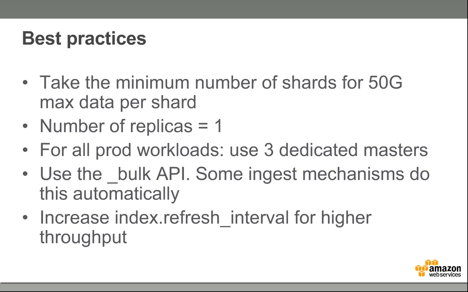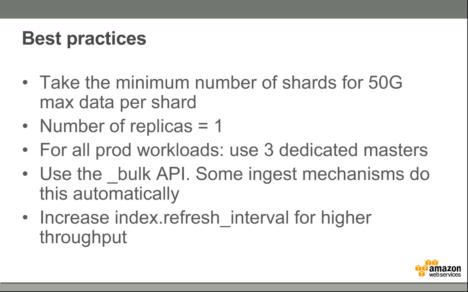When you're thinking about sharding and how many shards to have, you want to take the minimum number of shards so that you have 50 gigs maximum in each shard. In my 1 terabyte example, to set that to about 50 gigabytes, I would want approximately 20 shards. You always want to set at least one replica, certainly for production workloads. That additional replica gives you redundancy, and if a node should drop out, you still maintain the replica of the data, so you can bring in a new node and that data is maintained in the cluster.